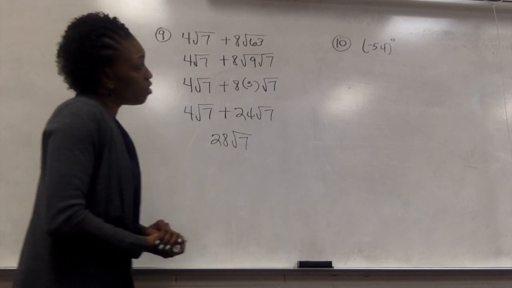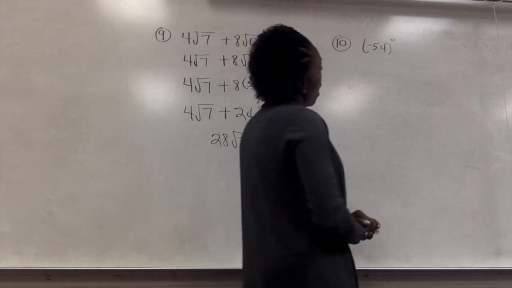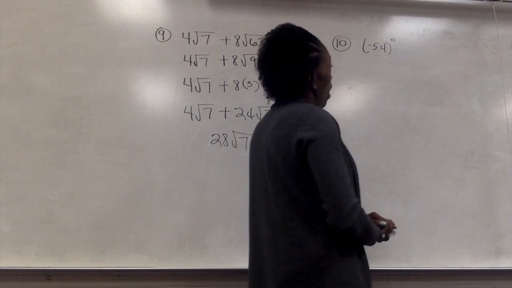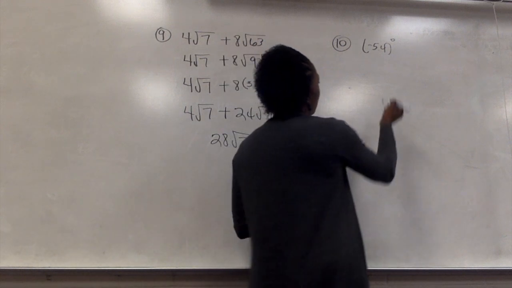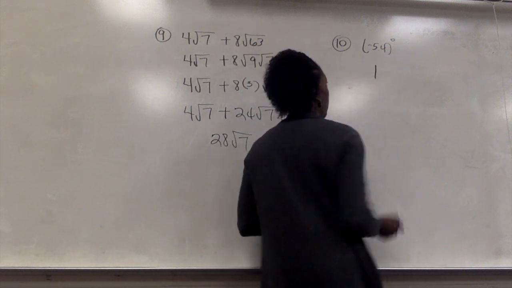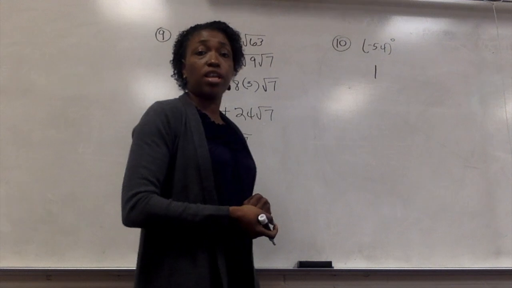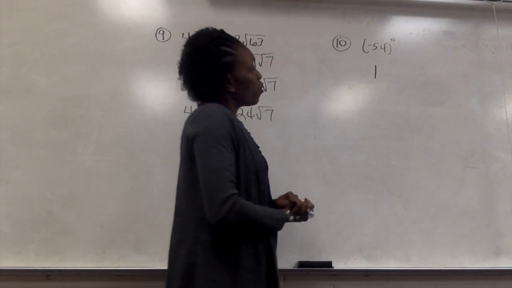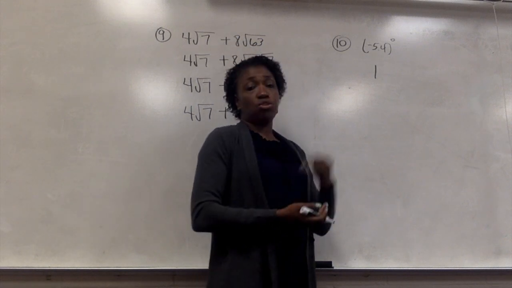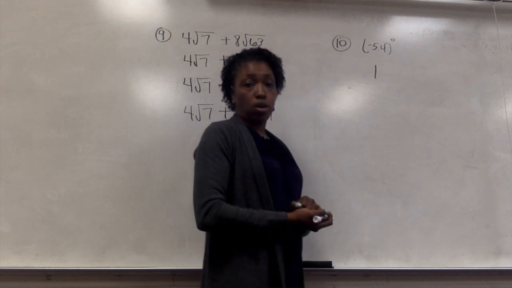Number 10 here, negative 5.4 to the 0 power. We're going to simplify this. And anything to the 0 power is just 1, okay? So that was very simple. Any number, any rational number, any whole number to the 0 power is always 1.